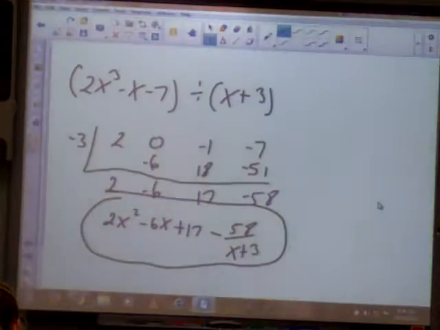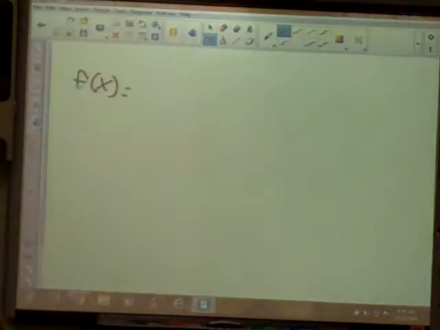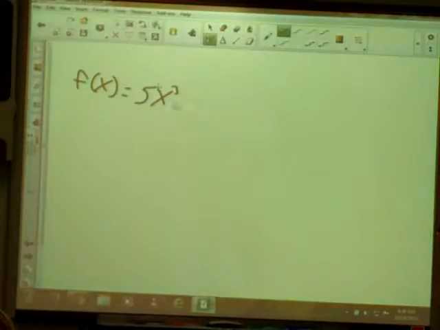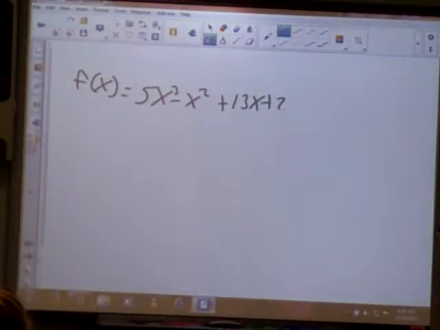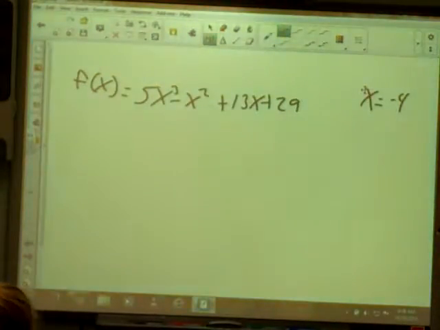All right, the last bullet up there on our thing, the remainder theorem. The remainder theorem is still using synthetic division. So if I had a function that said f of x is equal to 5x cubed minus x squared plus 13x plus 29, and then it says x equals negative 4 over here. Directions for this says use synthetic division to evaluate when x equals negative 4.